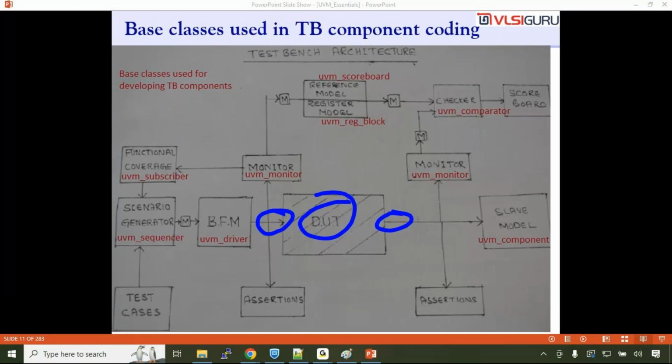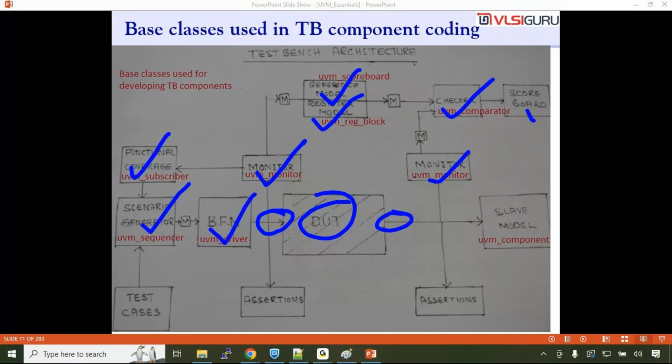The BFM will come here, the generator here, the monitor here, then functional coverage, register model, reference model, checker, and monitor. It looks the same. So what the industry has noticed is that there are a lot of commonalities between test benches. If you take 10 designs, you develop 10 different test benches, but they have a lot of things in common. Those common things are what we implement as a methodology.